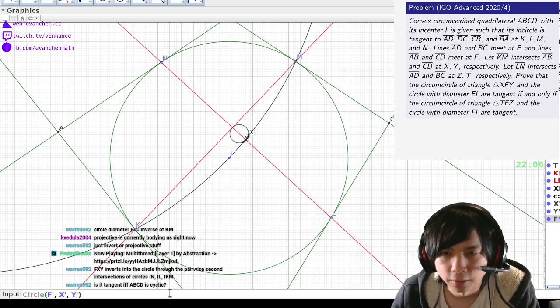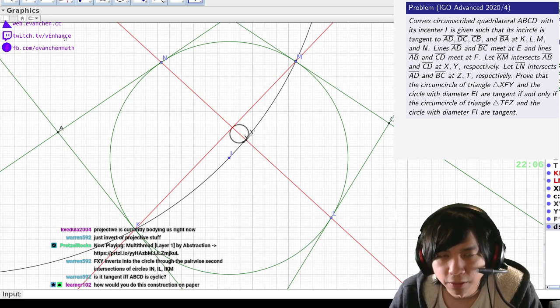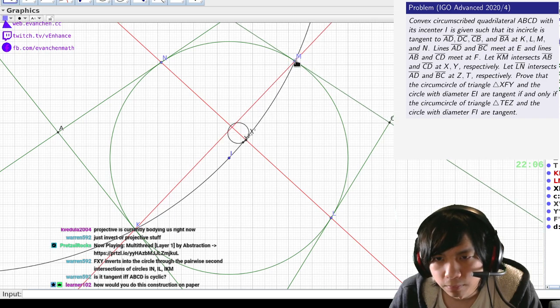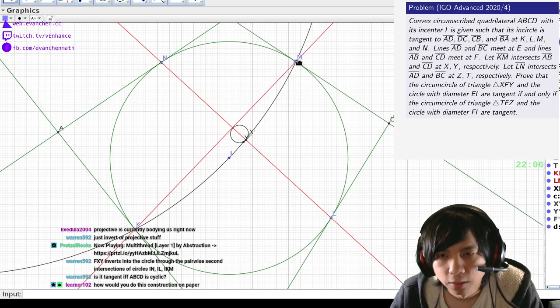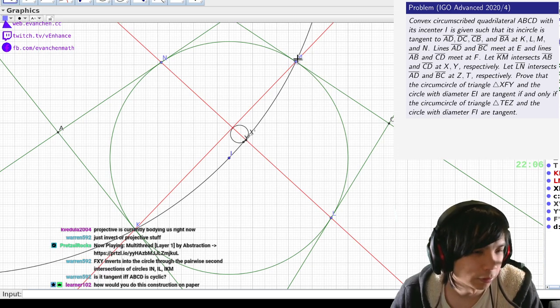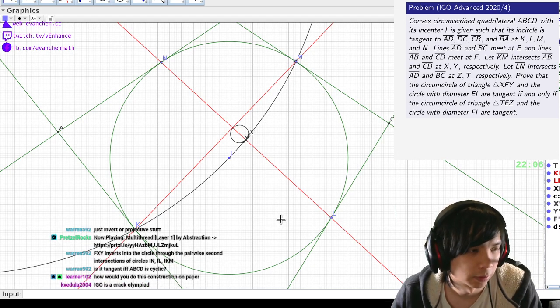Oh, that's interesting. It looks like the tangency point is the intersection. Oh, that's very, very interesting. That's good to know. How would you do this construction on paper? I don't think you do. I think you give up and freehand and distort the diagram on an actual contest.